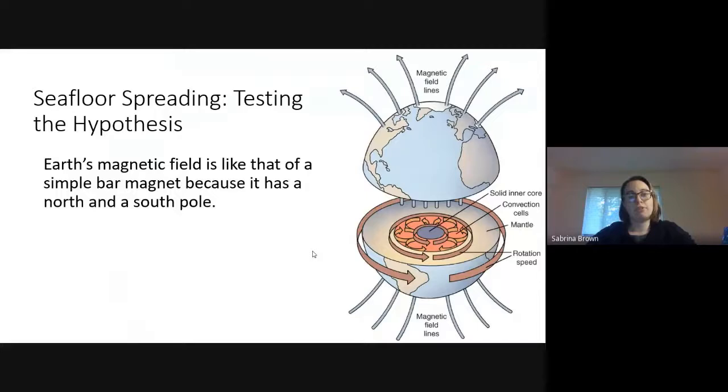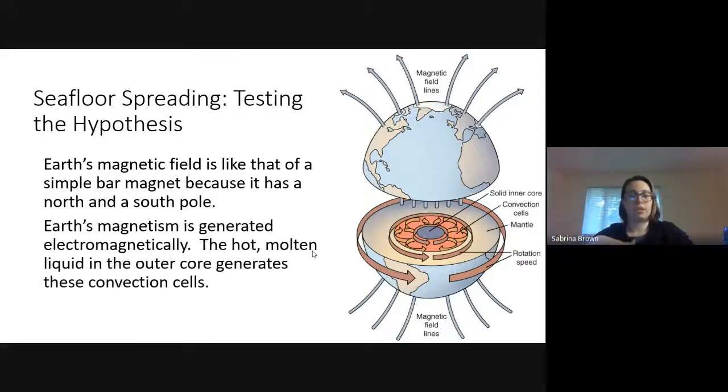And so Earth's magnetic field is just like that of a bar magnet, right? So just like a magnet with a north and a south pole, the Earth also has a north and a south pole. And it's generated from the hot and molten liquid in the outer core that is convecting.